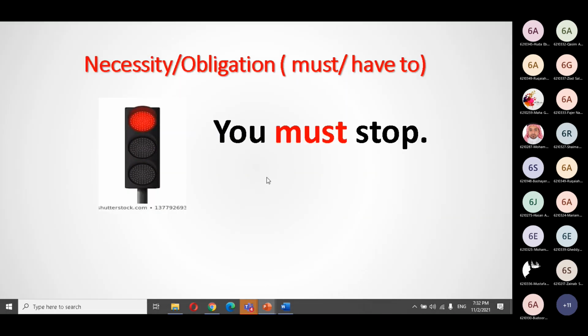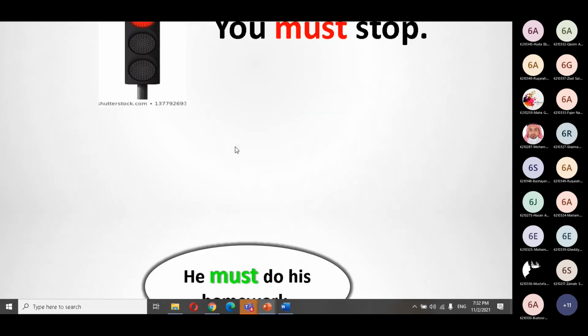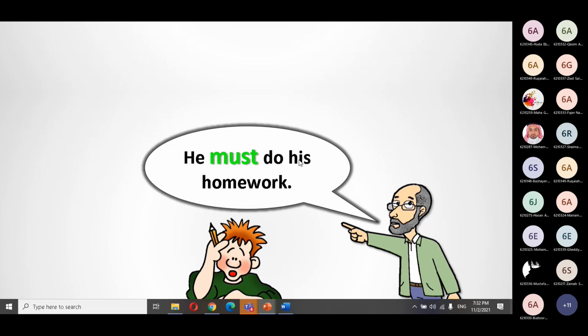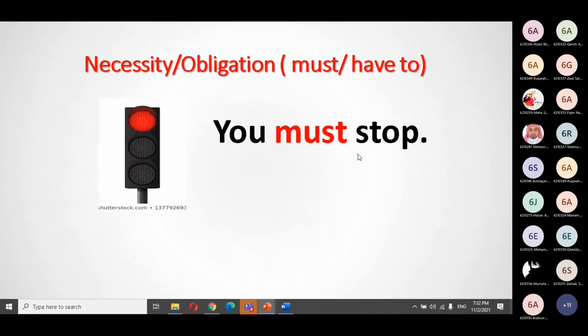Here we said necessity or obligation, يعني it is necessary. If it is necessary, look at this picture. The traffic light is red. If the traffic light is red, so we say you must stop. You must. We use must and have to if something is necessary.